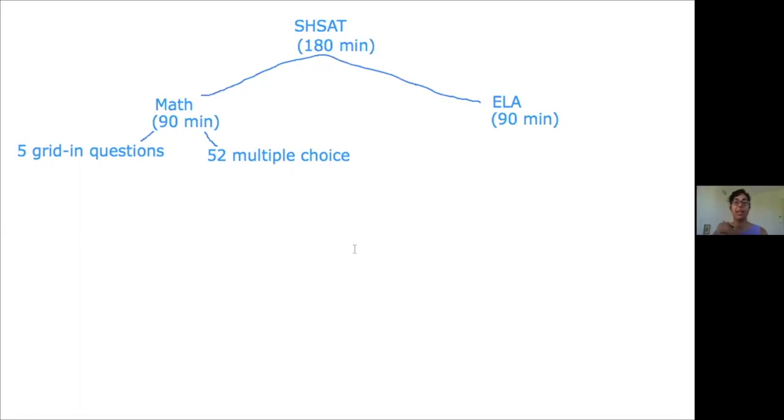What about ELA? ELA has 2 different, I would say, sort of subsections on it. Does anyone happen to know what those are? Yeah, there's revising and editing, and then there's reading the passages and doing multiple choice. Yes, exactly. Thank you. What's your name? Elise. Okay, thanks, Elise. Elise is exactly right.